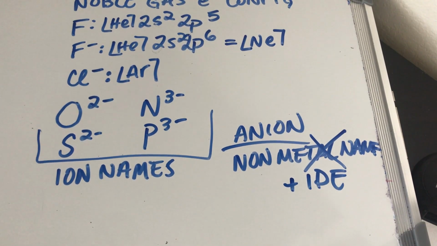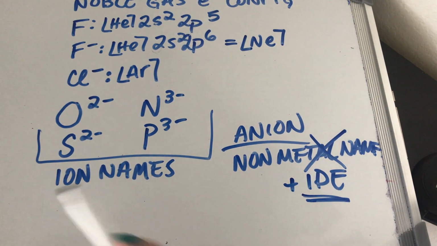The most important thing to remember is that when you see the "ide," that's an indication that you're talking about the anionic form, not the regular nonmetal atomic form, okay?